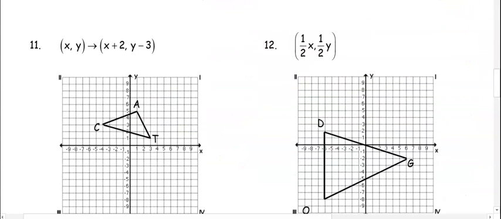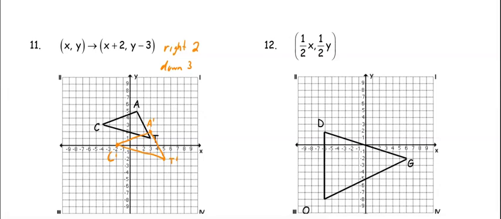In number 11, we want to change (x, y) to (x + 2, y - 3). So that means for every coordinate, we are going to go right 2 and down 3 because this is a translation. So from C, we would count right 2 and down 3. That's C prime, right 2, down 3, A prime, right 2, down 3, T prime. And then we can connect our shapes.